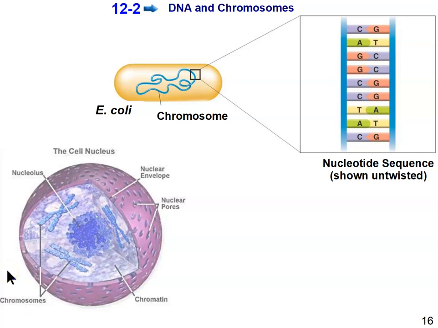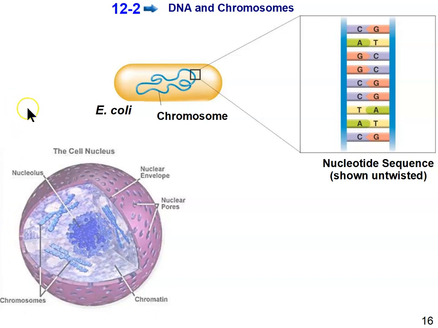Okay, so as we learned earlier, when Watson and Crick figured out the structure of DNA and built their model of DNA, they realized how DNA could be replicated. And replication is a little bit different in prokaryotic cells versus eukaryotic cells.